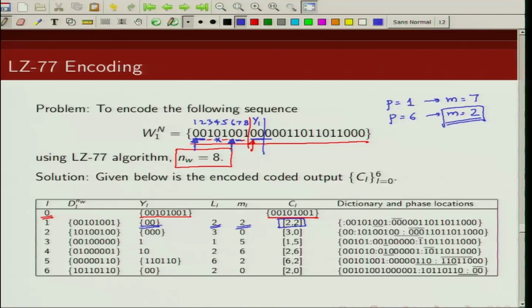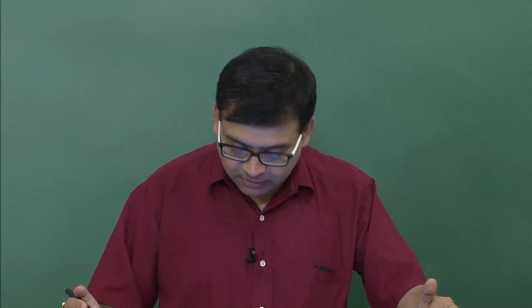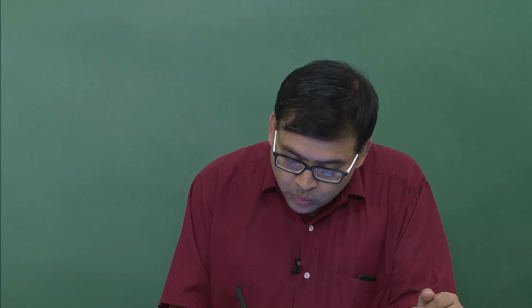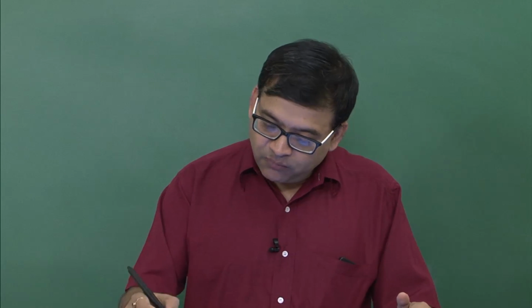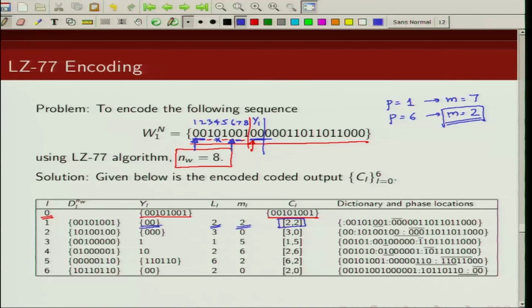How do I encode this L and M? I will come to that later. I am right now just parsing my sequence into the match, the length of the match and the location of the match. Now, I have found a string y1, which is 0, 0, which is matching with whatever is there in my dictionary at the location given by m equal to 2. So the next step is I am going to add these two symbols into my dictionary, and I am going to remove the oldest 2 terms. So my new dictionary is given by this.